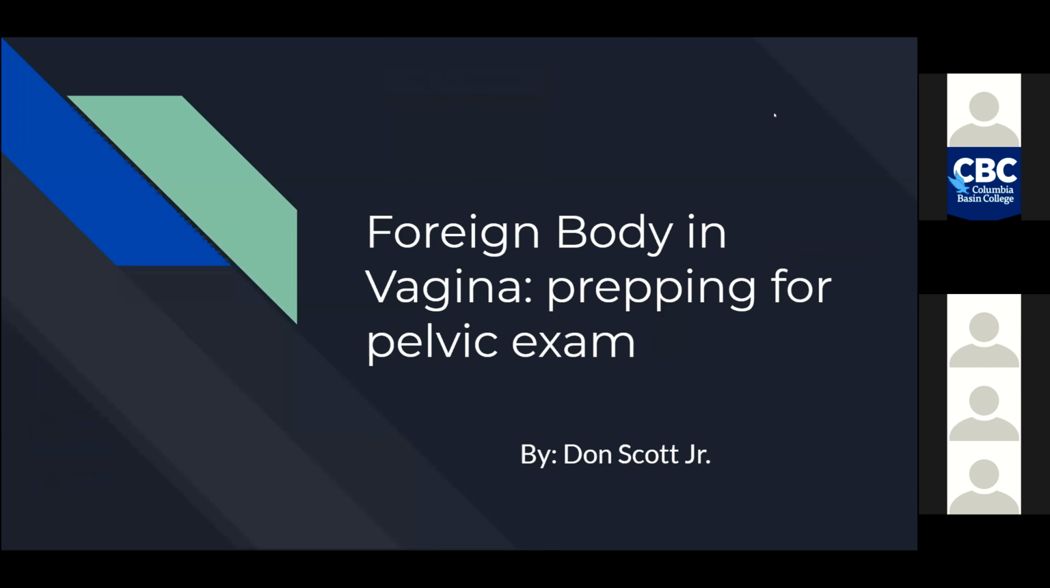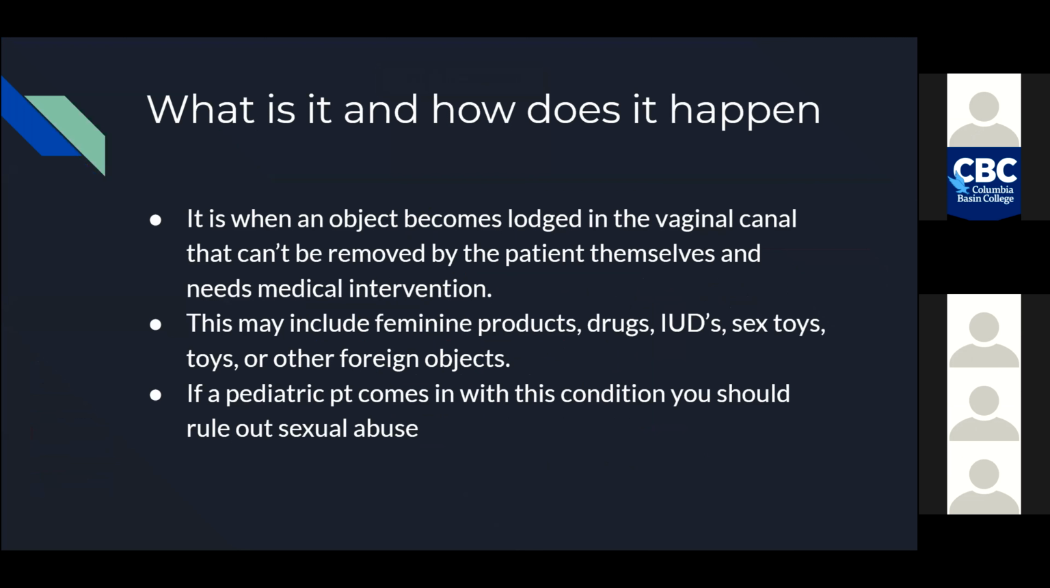Okay, so I have foreign body in the vagina and then prepping for the pelvic exam. What is it and how does it happen? It is when an object becomes lodged in the vaginal canal that cannot be removed by the patient themselves and needs medical intervention. This may include feminine products, drugs, IUDs, sex toys, or other foreign objects. If it's a pediatric patient, it is recommended that you rule out any kind of sexual abuse. Or for an older adult, if you suspect it could be from sexual abuse, obviously go through those questions.